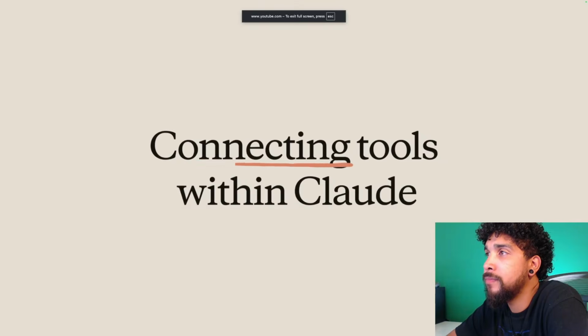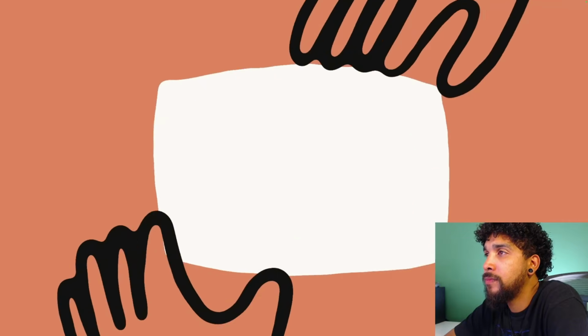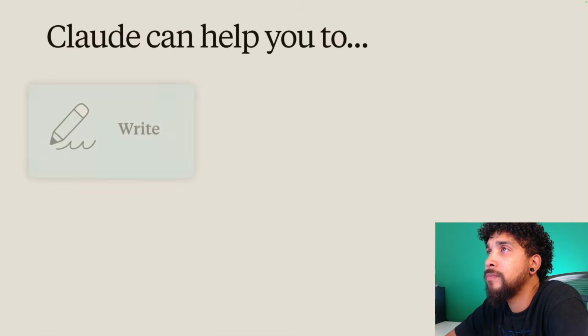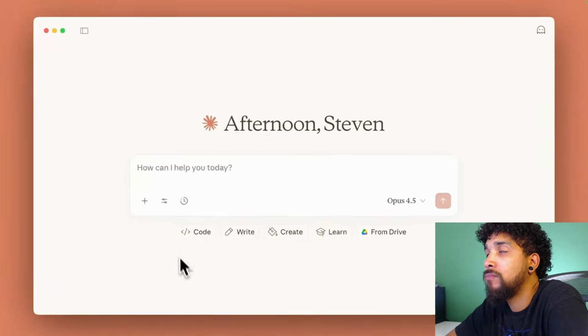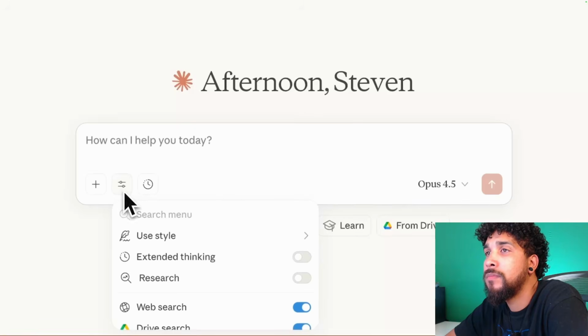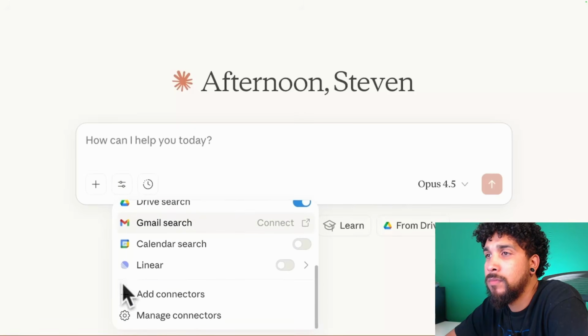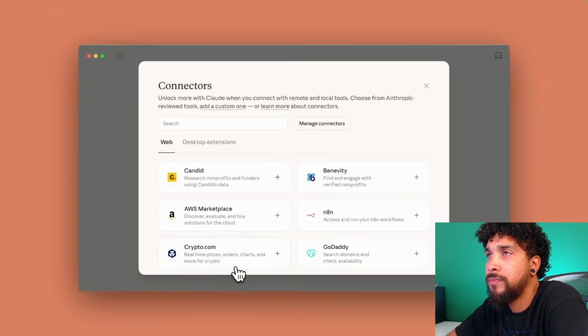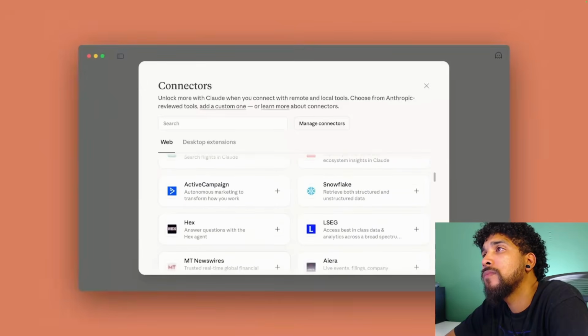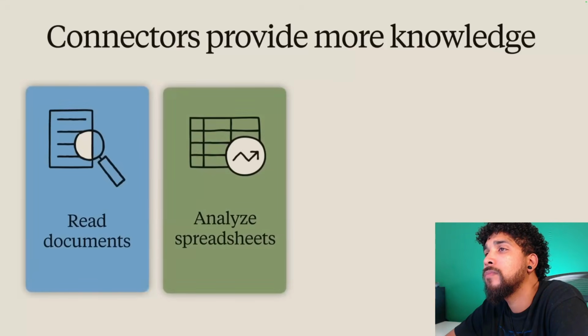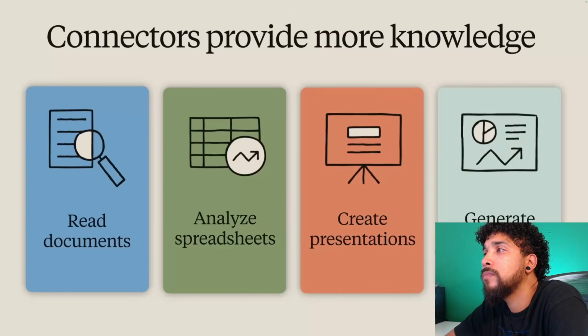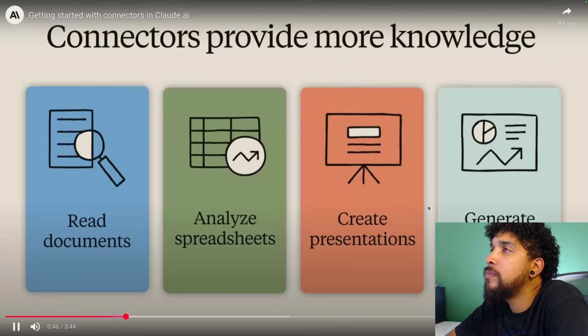Connect the tools you already use to unlock a smarter, more capable productivity partner with Claude. Claude can help you write, comment, create, code, draft, design, and so much more. However, it becomes an even more effective partner when you provide Claude more access, and connectors make this possible. Connect supported apps to give Claude access to your knowledge and files, including permission to perform actions in connected sources. Connectors make Claude more knowledgeable, which means more useful responses for you. For example, with file handling capabilities, Claude can read your uploaded documents, analyze spreadsheet data, create presentations, and generate reports, all while keeping track of your broader goals and maintaining full context throughout the process.